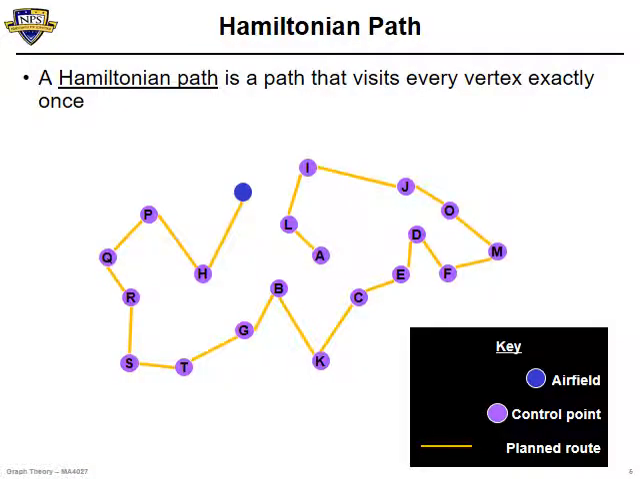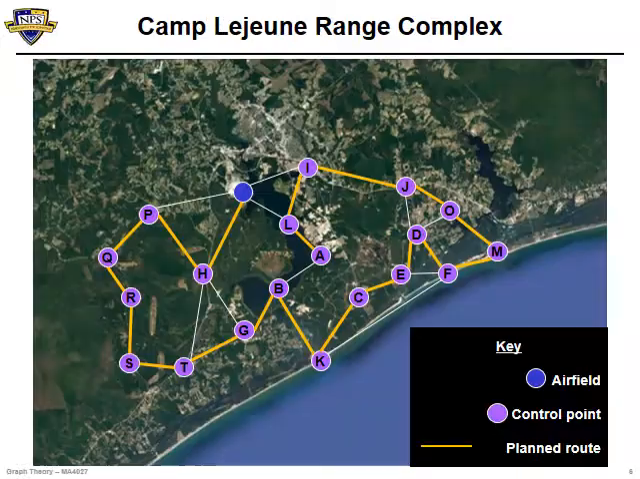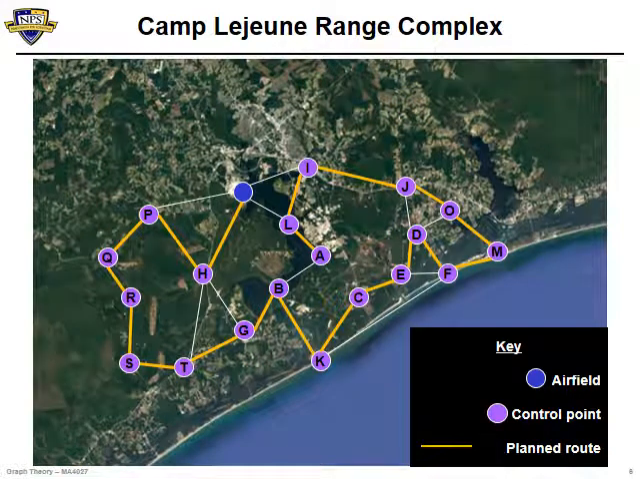A Hamiltonian path is a path that visits every vertex exactly once. Shown below is a Hamiltonian path using the Camp Lejeune Range Complex aircraft control points. Here's the map that shows the control points used with the routes between them, as well as the connections that we didn't use.